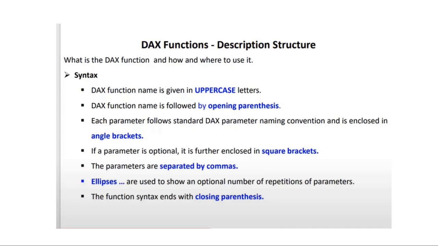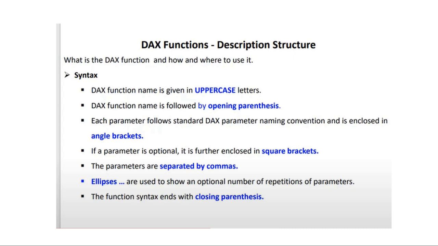There is a description structure of data functions where a particular syntax is used. Where is the open parenthesis, where is the angle bracket, where is the square bracket. So a DAX function is always named in uppercase letters. A DAX function is followed by an opening parenthesis. Each parameter follows a standard DAX parameter naming convention and is enclosed in angle brackets. If a parameter is optional, it is further enclosed in square brackets.